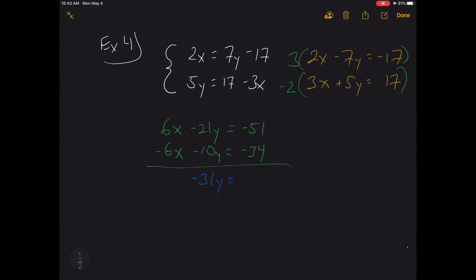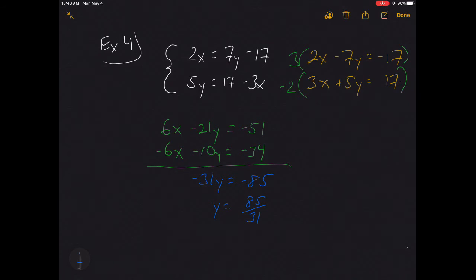And then negative 51 and negative 34 add up to negative 85. Negative 85, I believe, is the answer to that one, if I did that correctly. I think so. This is not going to be a very pretty answer, because now if I divide both sides by negative 31, I get negative 85 over negative 31. Well, first of all, a negative divided by a negative is positive, but 85 and 31 do not simplify very nicely. That doesn't work out very well.